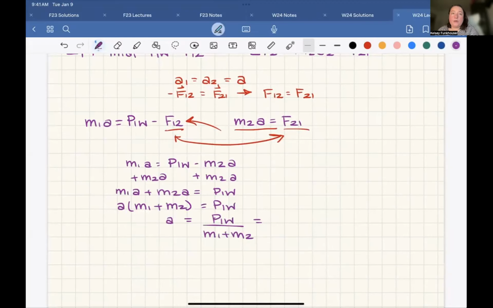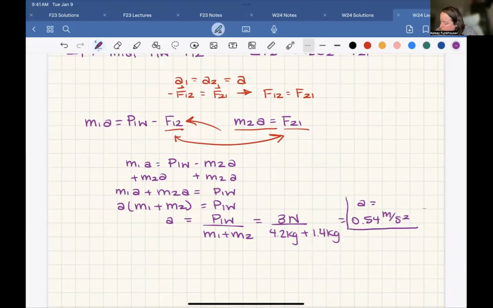And so the pushing force is, I forgot, 3 newtons. And then our masses are 4.2 kilograms plus 1.4 kilograms. This gives us an acceleration of 0.54 meters per second squared. So that's the acceleration that the problem asked for.